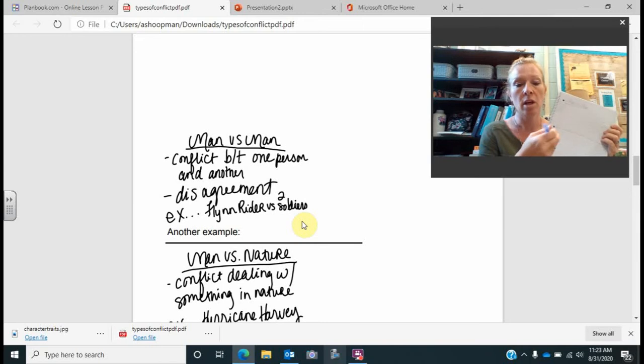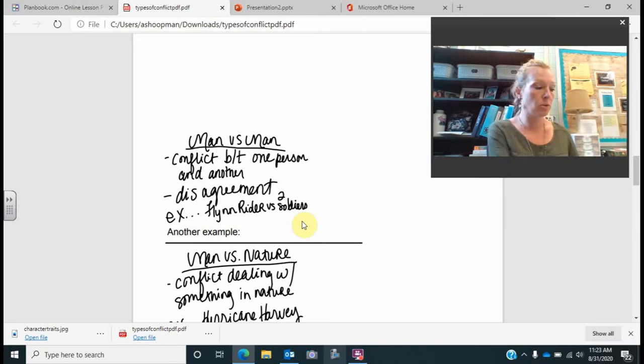Once you get that down, then you're also going to put the example. So the one that I had here is Flynn Rider versus the 2 soldiers. I like to pull in Disney movies. So this one is from Tangled, and Flynn Rider was the guy that Rapunzel falls in love with. And he is running from 2 soldiers because he's a thief and he's stolen some things. So you're going to write that down as an example. I want you to think of another example.